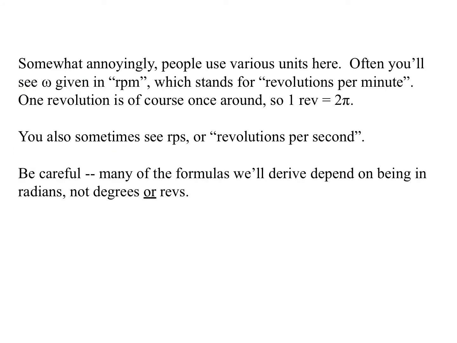Somewhat annoyingly, people use other units here. Although we like to measure in radians because they're pure number and they're what calculus respects, people often give omega in degrees per second, which is awful, or in RPM, which stands for revolutions per minute. One revolution, of course, is just once around, so we can just say one revolution is 2 pi radians. You'll also see RPS, which is revolutions per second, or other variants. But be careful, because many of the formulas that we'll derive depend on being measured in radians, not in degrees or in revs.